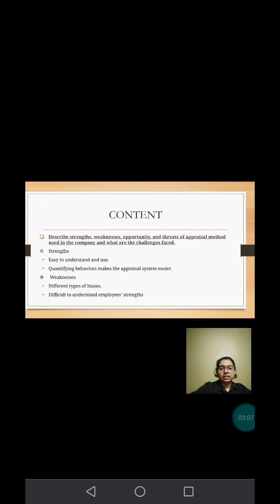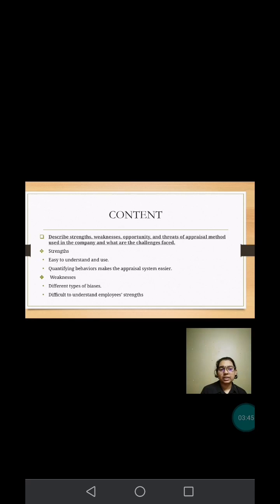Okay, moving on to the second content, which is to describe the strengths, weaknesses, opportunities, and threats of the appraisal method used in the company and what challenges are faced. Okay, strengths. Firstly, it's easy to understand and use. The graphic rating scale method is straightforward and easy to understand. Most people have likely filled out a similar questionnaire in the past. Therefore, it requires minimal extra training to implement and can be grasped by both managers and employees. That's why it's a popular choice for performance rating.